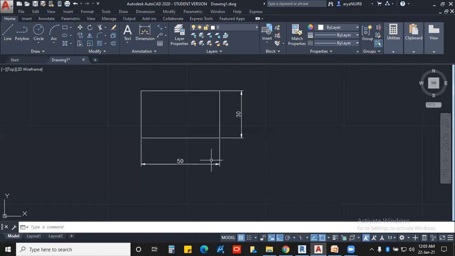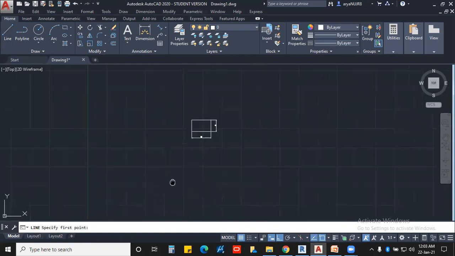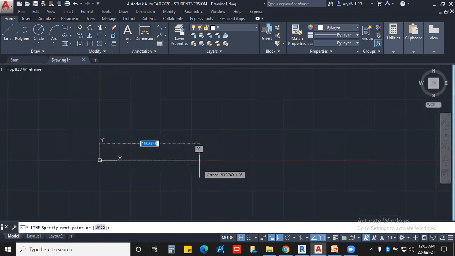If you want to draw a rectangle like this with length 50 and width 30 in the absolute rectangular system, how do you draw it? For that, I choose the line tool and start from the origin point, that is 0,0. So first I input 0,0, enter. Now I want the length to be 50 in this direction, so I input 50,0, enter.